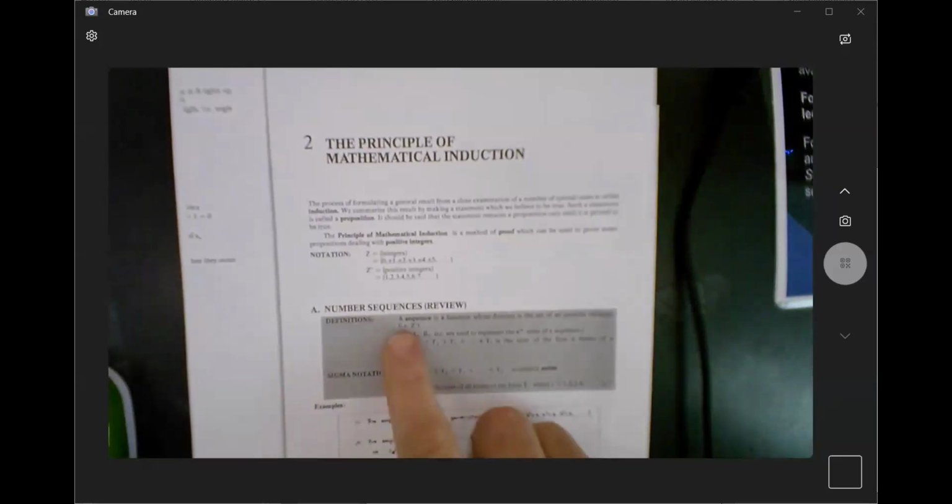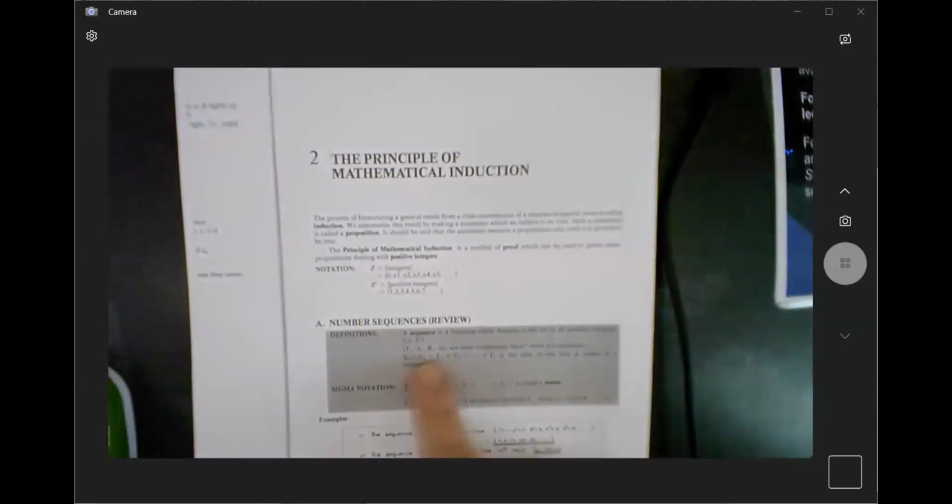So this is sort of all talking about the idea. Definition: a sequence is a function whose domain is the set of positive integers. Blah blah blah. And so my fancy summation gives me a series. We don't want to know about that. What we want to do.